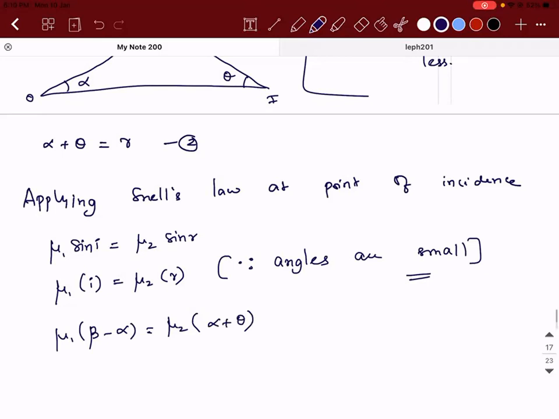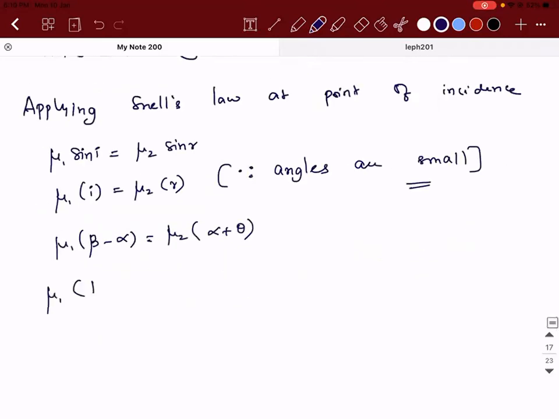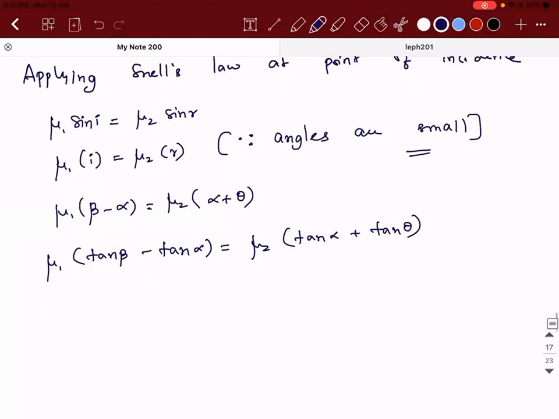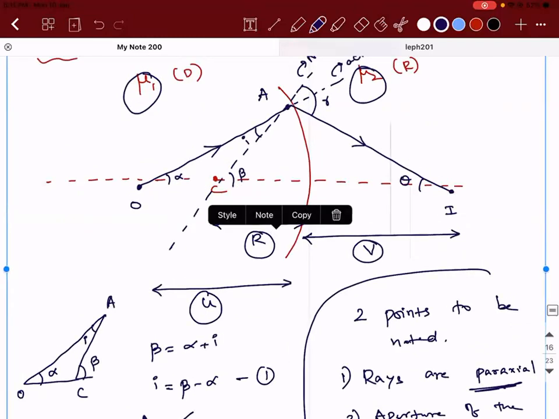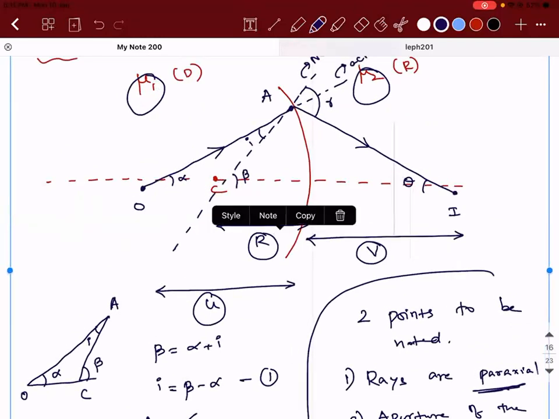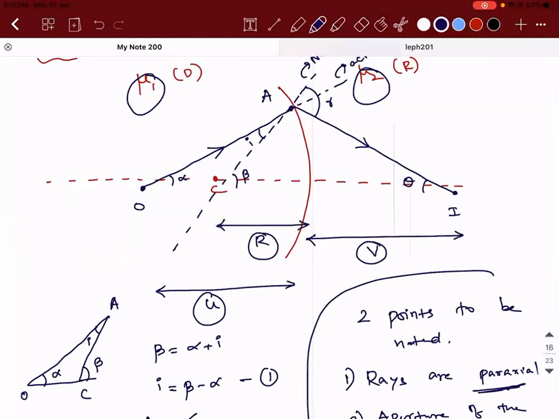From this I can write mu1 into tan beta minus tan alpha is equal to mu2 into tan alpha plus tan theta, because it's the same approximation: the angles are small. Hence, I took the approximation that sin beta can be approximated to tan beta. Since I told you the aperture is very small, I can say that this is 90 degrees.